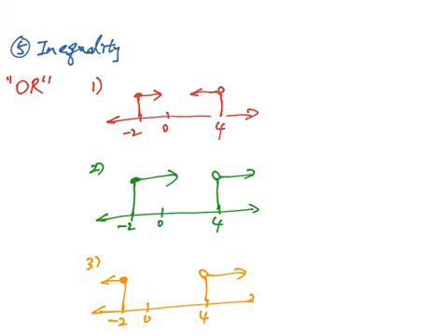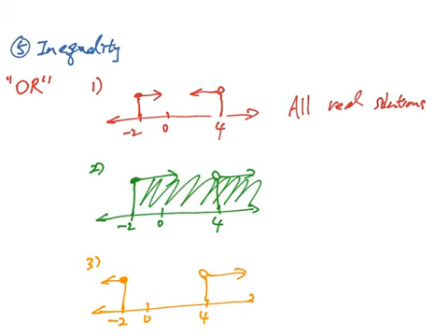Next, we'll consider the OR case. For going towards each other, actually it is all real solutions. For the second case, same direction, for this time OR case, we'll select the bigger area. They mean here. So it is x greater than or equal to negative 2. Lastly, away from each other. So x is less than or equal to negative 2, or x is bigger than 4.